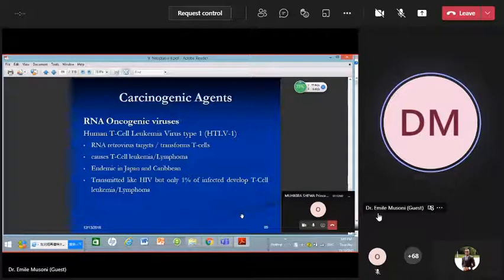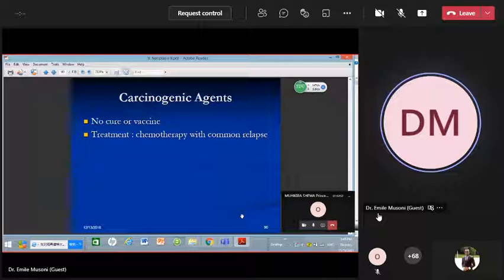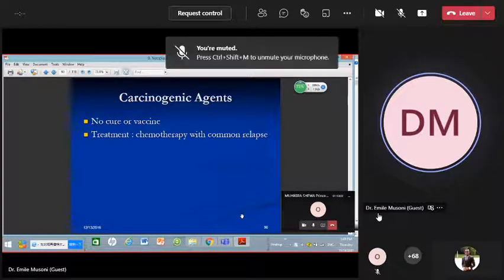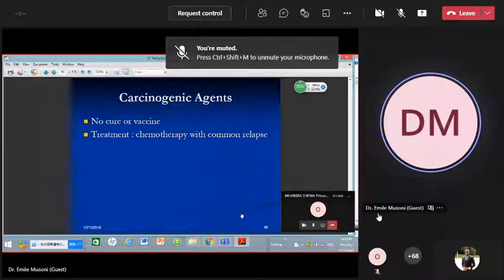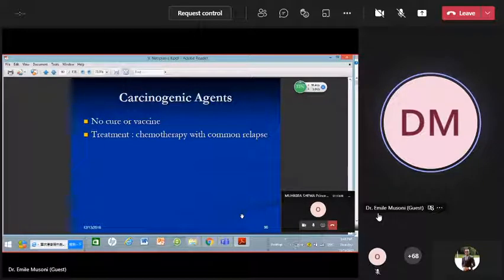Transmitted like HIV, but only a small percentage of infected T-cells develop a T-cell leukemia or T-cell lymphoma, in the case of HIV immunodepression. For this cancer there is no cure or vaccine. Treatment is with chemotherapy, with common relapse, and can also be done with irradiation. We receive those irradiation cases in your clinical practice at the Rwanda Military Hospital.